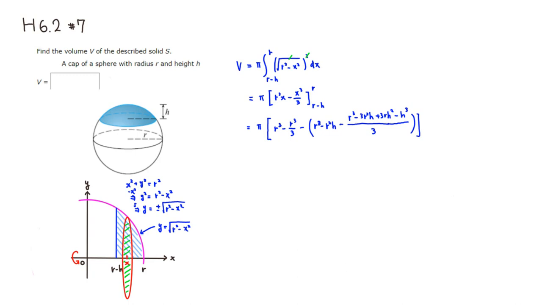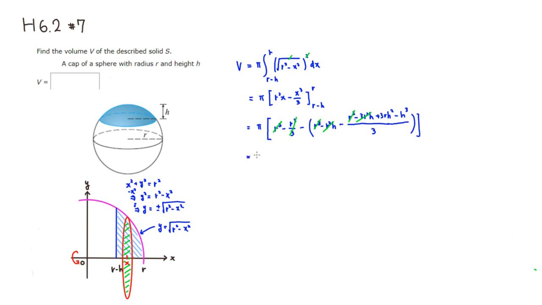Then we should be able to cancel a bunch of things here. There's r cubed minus r cubed. Then we would have negative r cubed over 3 and minus negative r cubed over 3, so I'm going to just cancel this and that. Also here you have negative r squared h, and negative negative gives positive, and these 3s cancel out. So you have positive r squared h, so you can cancel this and that. What's left is just these.